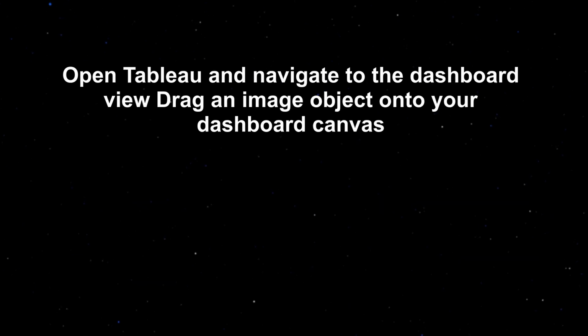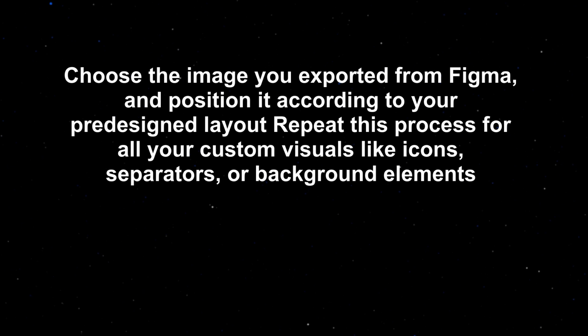Open Tableau and navigate to the dashboard view. Drag an image object onto your dashboard canvas. Choose the image you exported from Figma and position it according to your pre-designed layout. Repeat this process for all your custom visuals like icons, separators, or background elements.